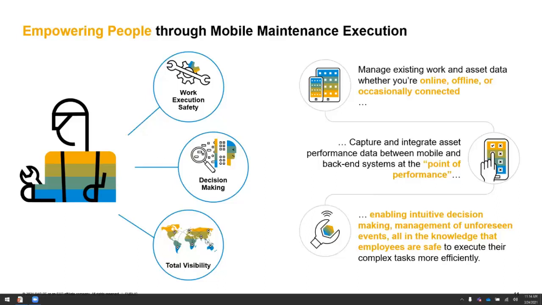From a mobile perspective, it's all around managing that work and asset data, whether you're online, offline, or occasionally connected. Oftentimes we don't really control where this equipment is located, completely in remote locations. We want to be able to enable capturing and integrating that information at the point of performance, the point of execution, where these technicians are actually doing the work, because ultimately that will, down the road, have an impact on data reliability and being able to drive proactive work towards unforeseen events, to execute any of these complex tasks more efficiently.